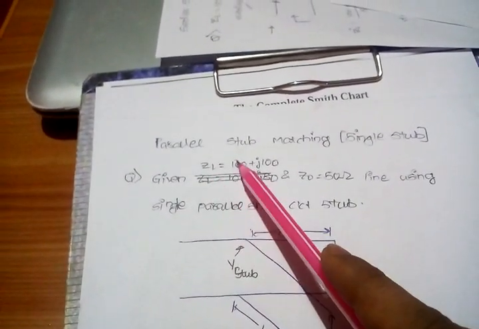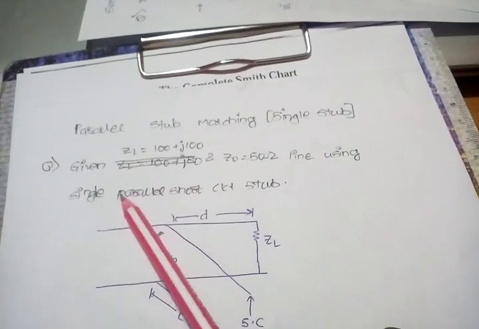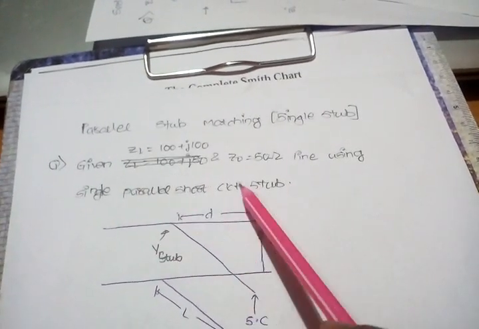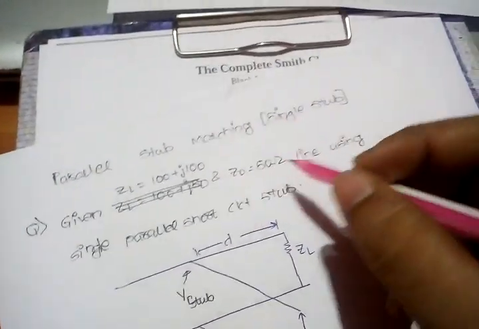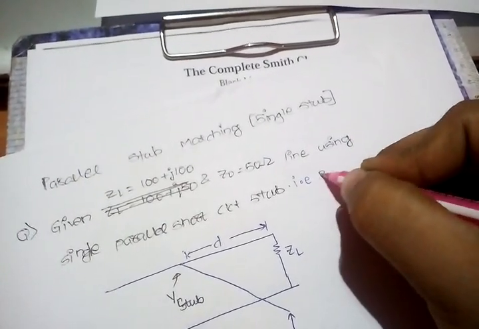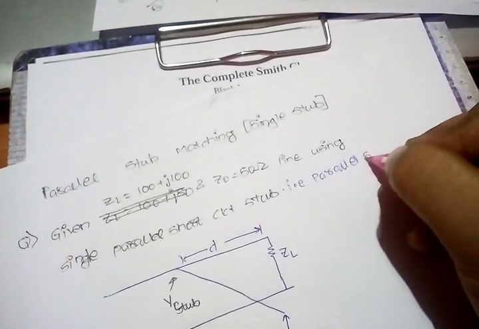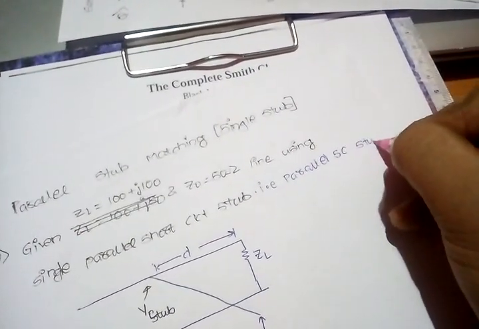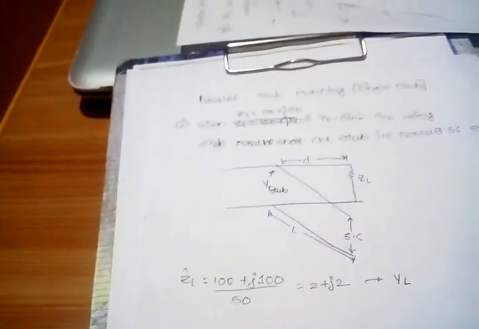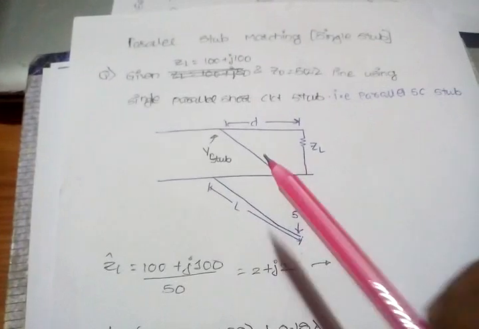The ZL is given as 100 plus J100, the characteristic impedance as 50, and it is a single stub parallel short circuit. So I'll just write in gist that it is a parallel short circuit stub. So I've just drawn a small diagram. For time being, just forget it.